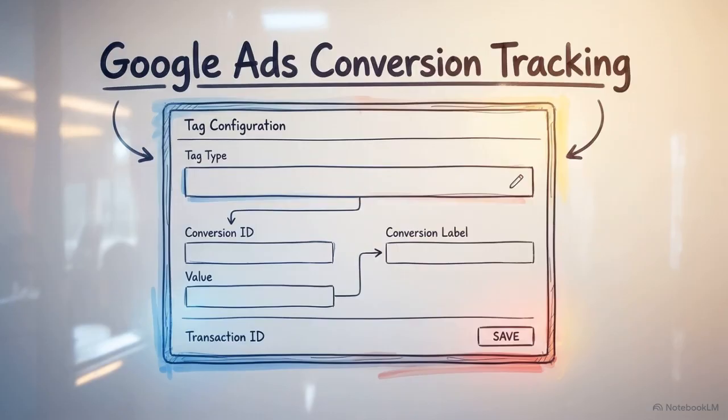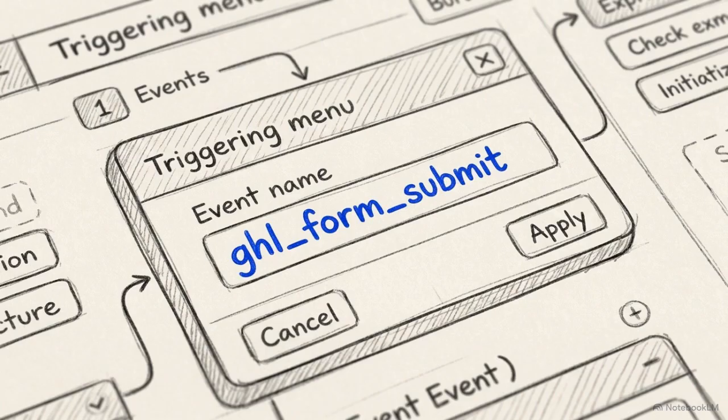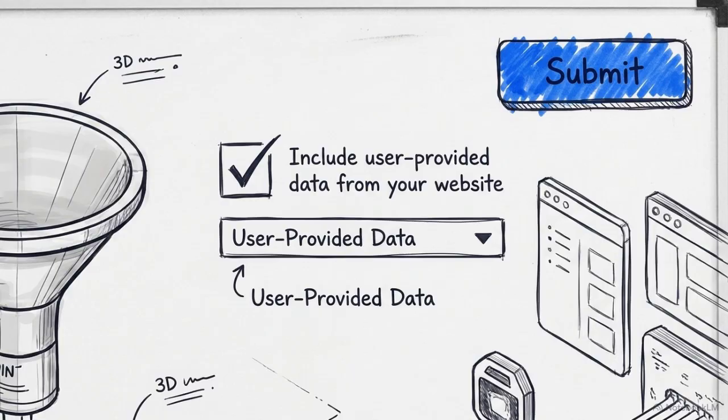With the privacy layer built, create your final Google Ads conversion tracking tag. Set the tag's trigger to fire on your GHL form submit event. Finally, locate the checkbox for Include User-Provided Data from your website. Select the hashed variable you just created and save your workspace.